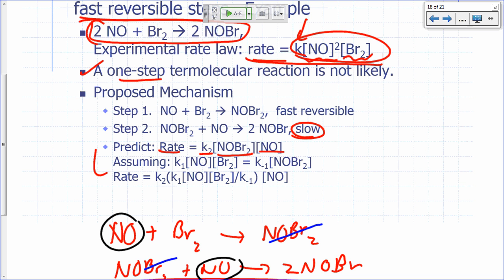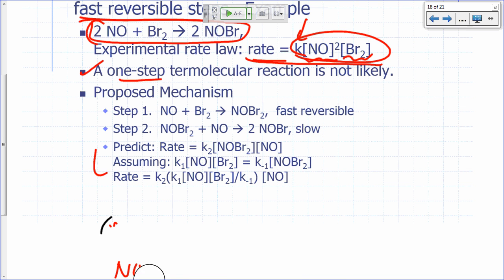Well, what's the problem with this rate law right here? This NOBr2, we are proposing it as an intermediate. Generally you don't write rate laws in terms of intermediates because intermediates are not something you can easily control in the lab. In fact, they're very hard to measure. But what we did here is we have set up the mechanism so we can express the concentration of the intermediate in terms of things that are easily measured in the lab, like the concentration of reactants and products.